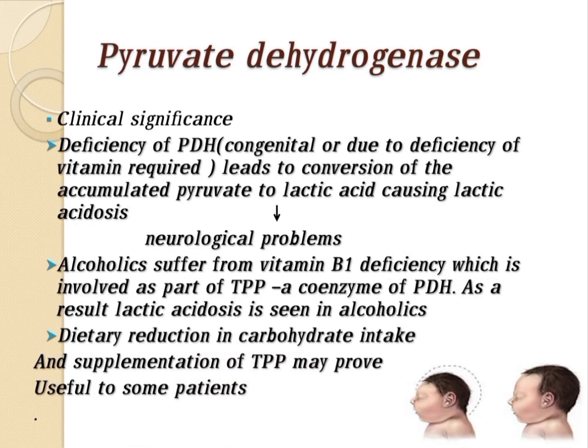Coming to clinical significance, deficiency of pyruvate dehydrogenase leads to conversion of accumulated pyruvate to lactic acid, causing lactic acidosis. Since brain uses majority of glucose for its nutrition, many neurological problems will be manifested. Alcoholics suffer from vitamin B1 deficiency, which is involved as part of thiamine pyrophosphate, a coenzyme of pyruvate dehydrogenase. As a result, lactic acidosis is seen in alcoholics.